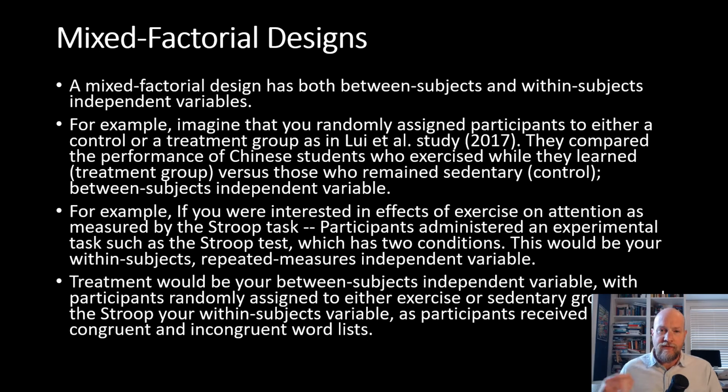So in the Lu study, where they had the Chinese students that were trying to learn English, and they had some who exercised while they learned versus those who remained sedentary, right? That's a between subjects independent variable. Those people were either in one or the other. You were either riding the bike while you learned English words, or you were sitting in a quiet classroom while you did it. So that's a between subjects independent variable.